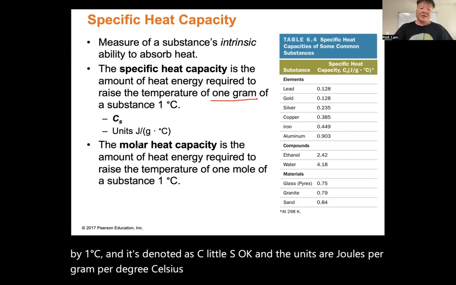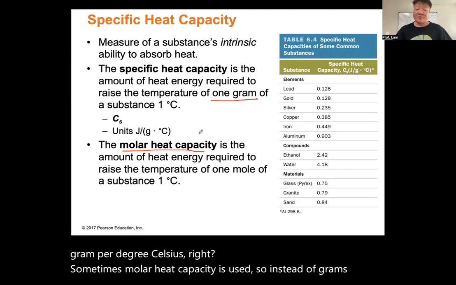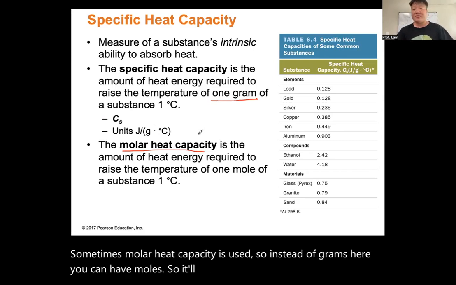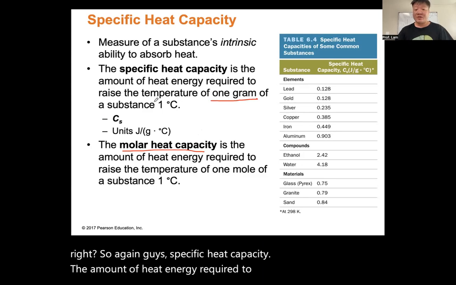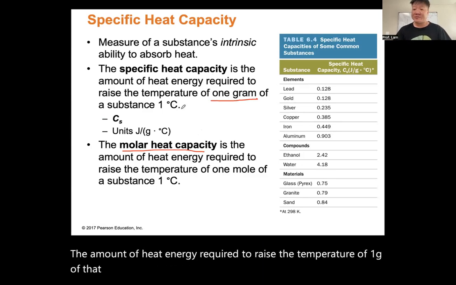Sometimes molar heat capacity is used. So instead of grams here, you're going to have moles. So it'll be joules per mole per degree Celsius, right? So again, guys, specific heat capacity is the amount of heat energy required to raise the temperature of 1 gram of that substance by 1 degree Celsius.